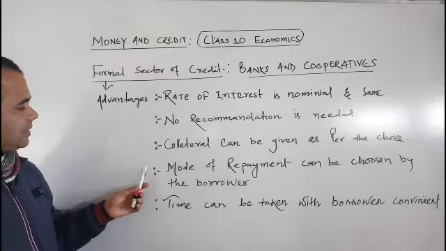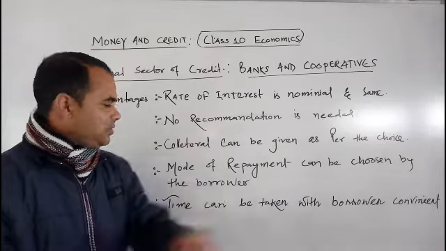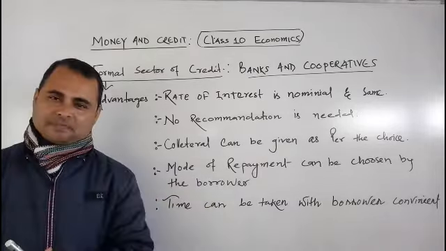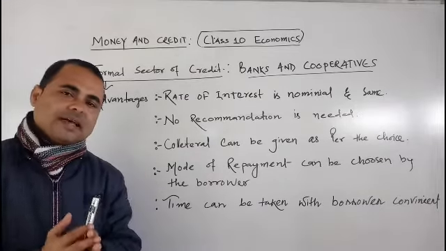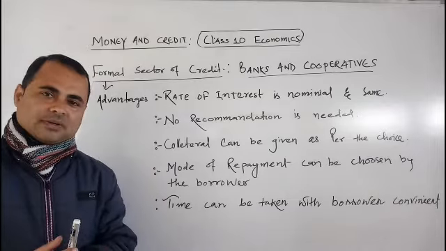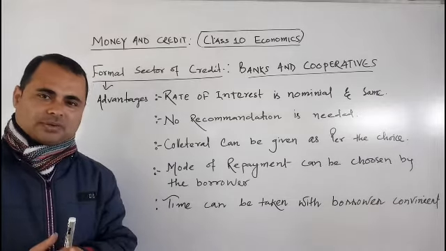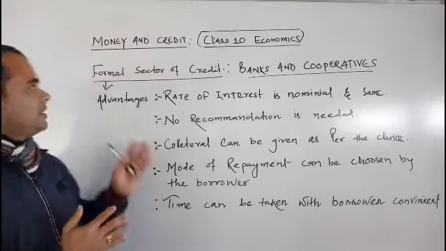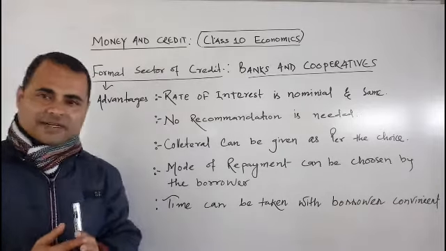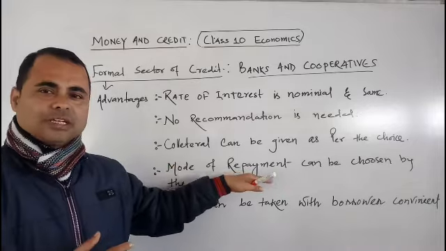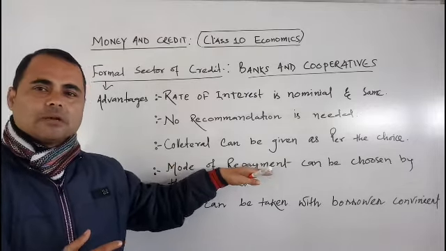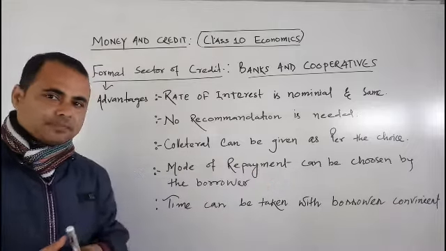Another advantage, mode of payment can be chosen by the borrower. Mode of payment means how you will repay that loan. That liberty is given, meaning at what installment you want to repay that loan. That advantage is there with the formal sectors of credit. Here the borrower decides with what mode he or she can make a repayment.